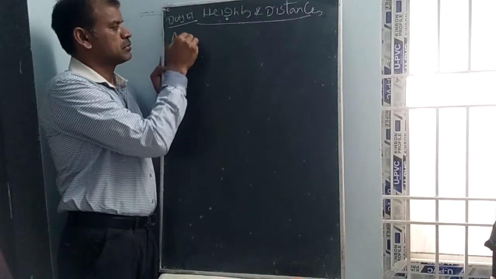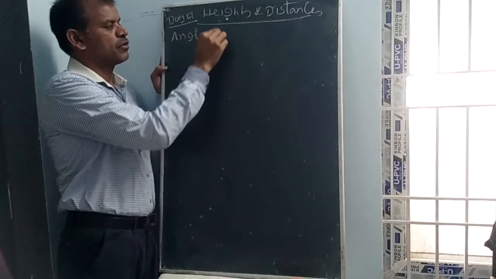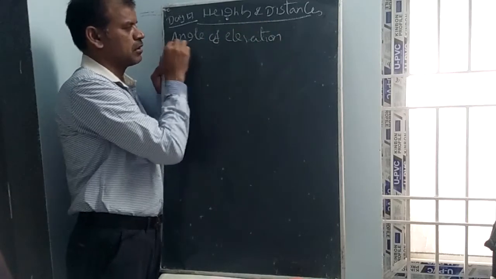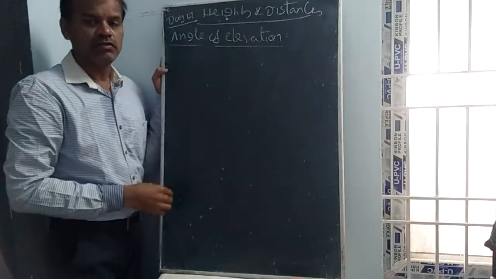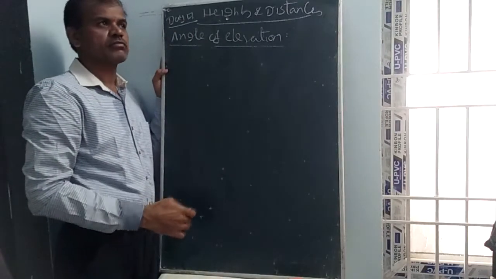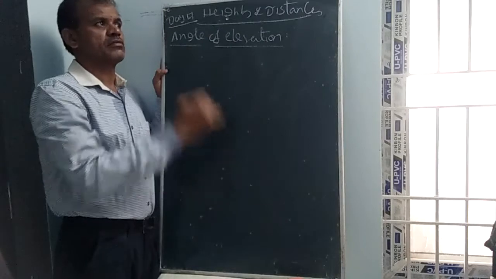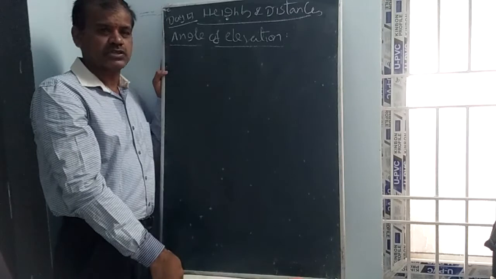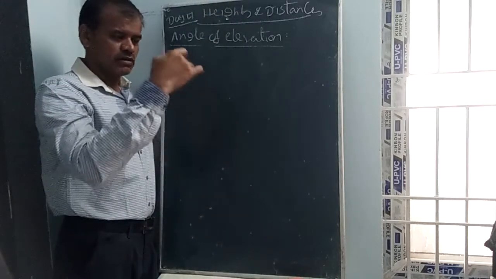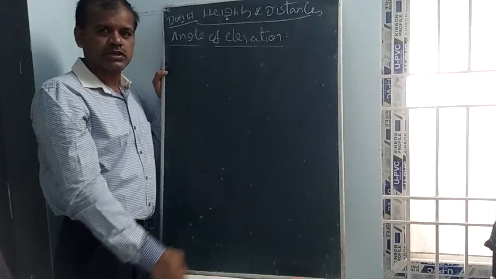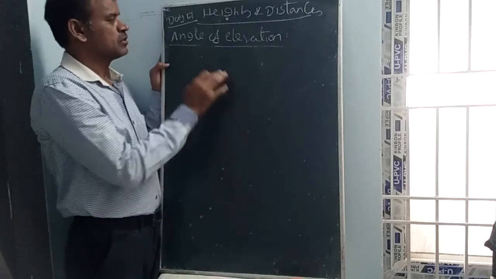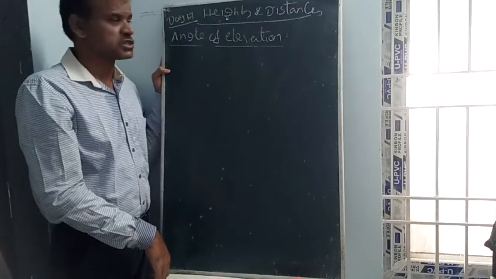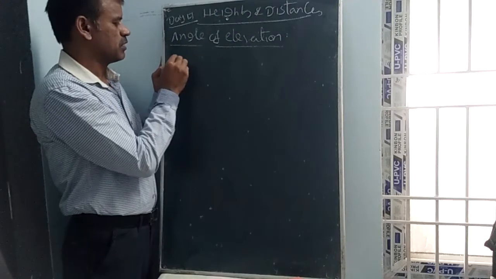First of all, we should learn the definition of angle of elevation. So what is elevation? It is observing or watching an object which is upside of us. And the object which is down to us, that is depression. So elevation means increasing, depression means decreasing. You can understand the concept. Let us write the angle of elevation.